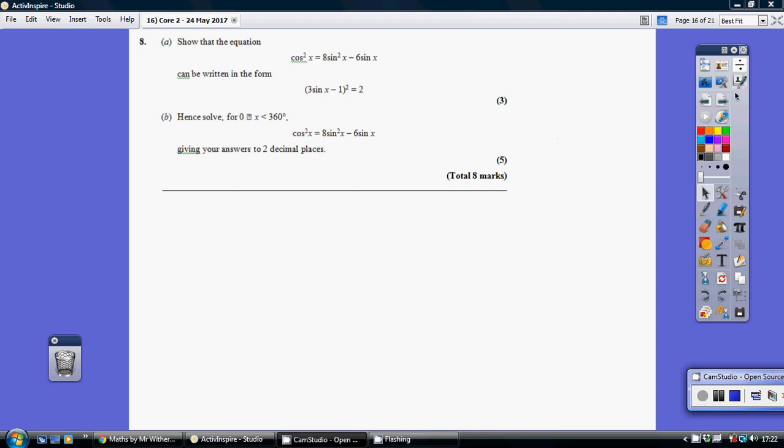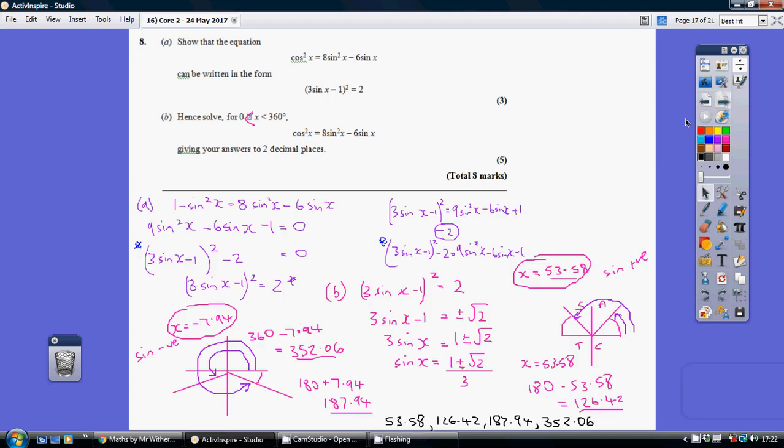Question 8. I thought part A was a little bit fiddly, really. So anyway, starting off's all right.